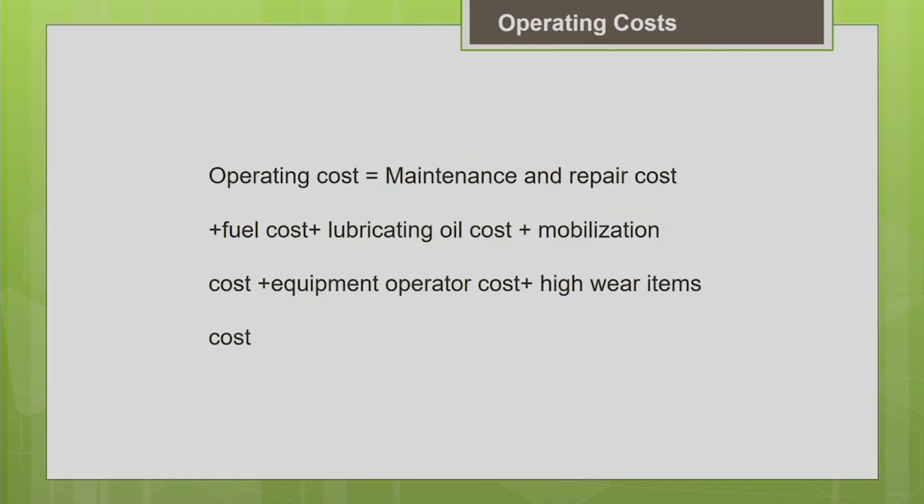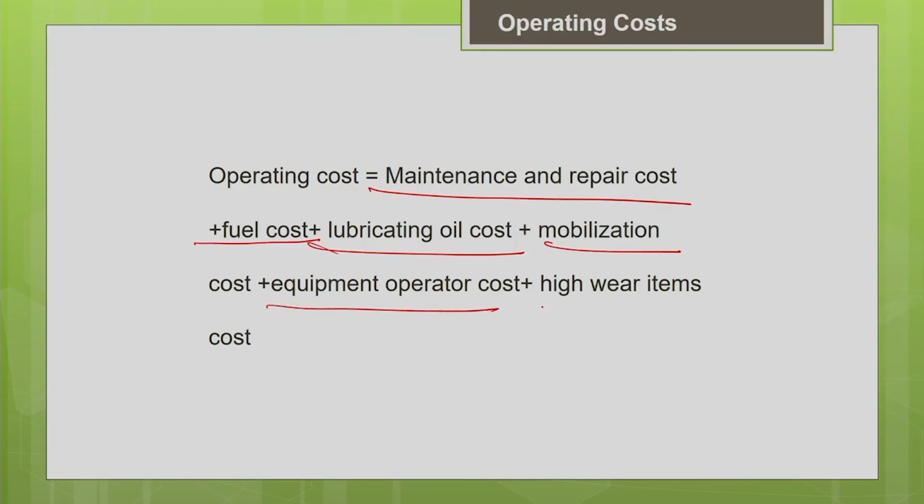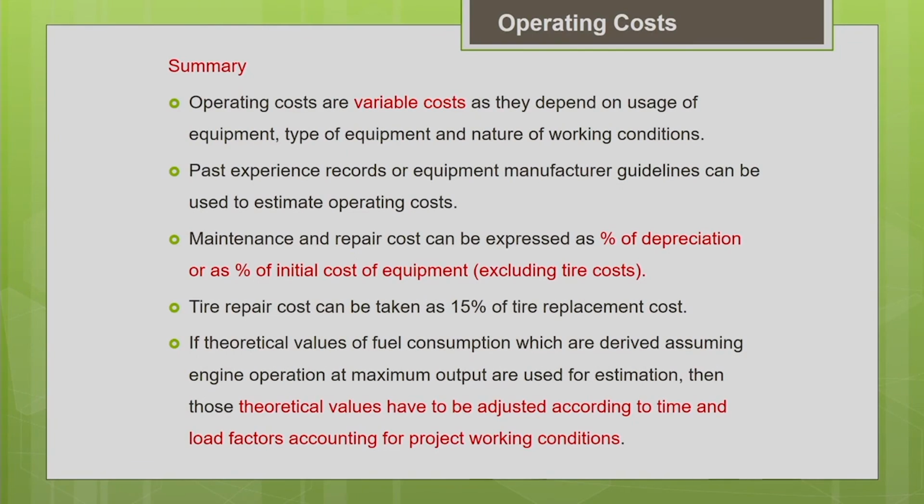So what are all the components so far we have discussed under the operating cost? Let us summarize. Maintenance and repair cost, your fuel cost, lubricating oil cost, all these are consumables, the mobilization cost, equipment operator cost and the cost of special items or high wear items. So all these things make up your operating cost of the machine. So let us just summarize. With this we are coming towards the end of lecture 4.